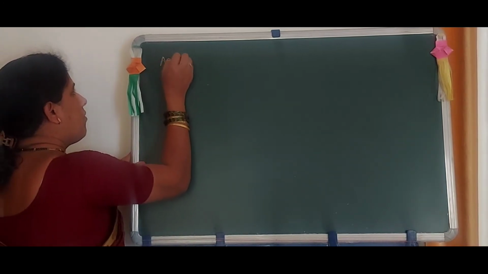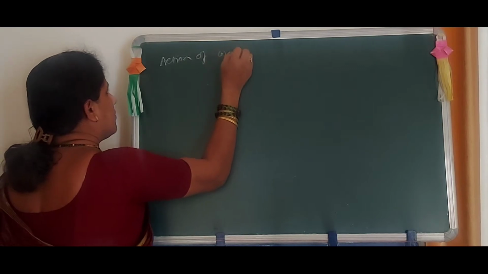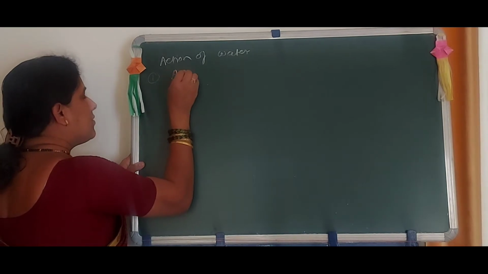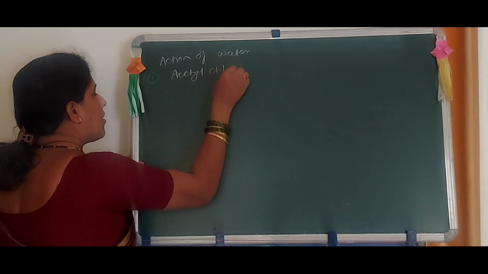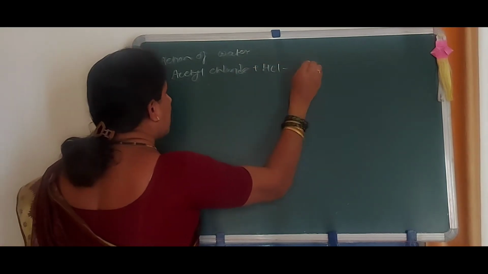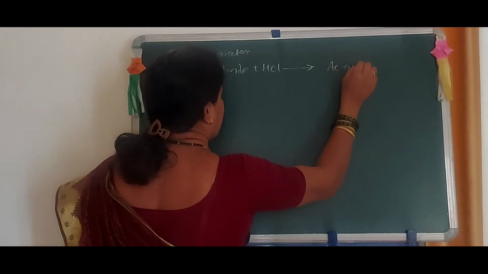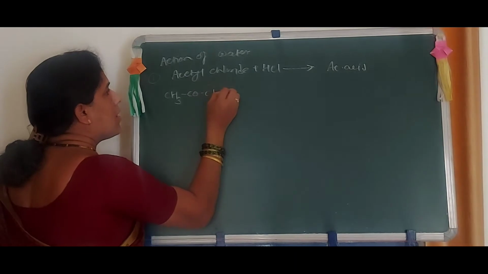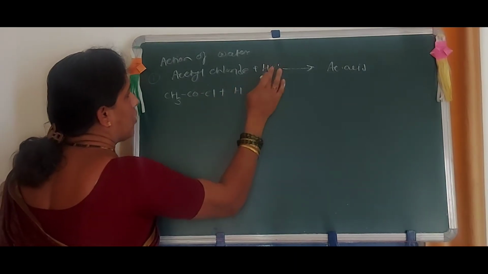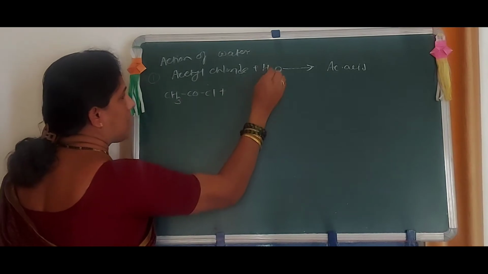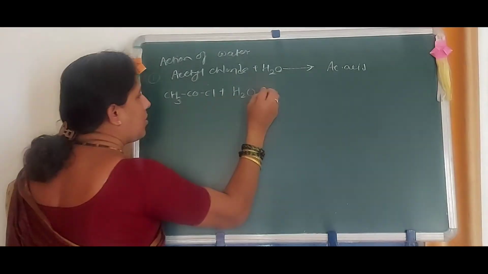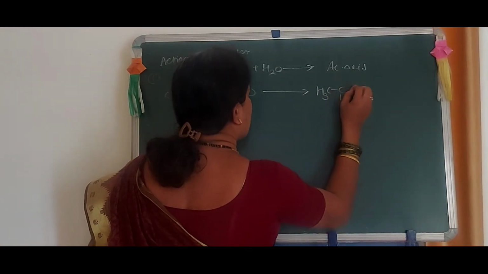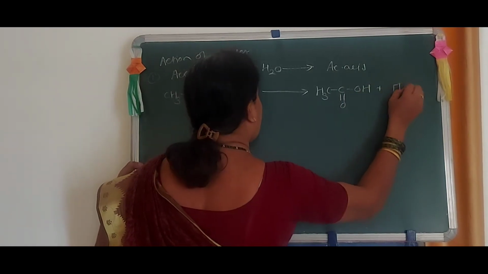First is action of water, that is acetyl chloride plus water gives formation of acetic acid. The reaction is CH3COCl plus H2O, sorry, by mistake I wrote HCl instead of water, gives rise to formation of acetic acid, CH3COOH, plus HCl.